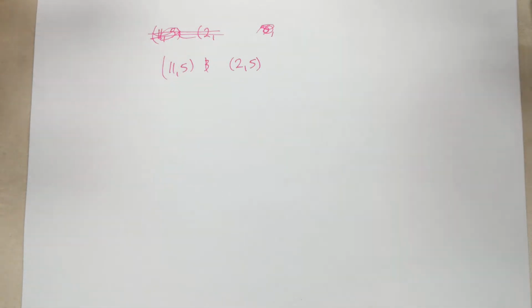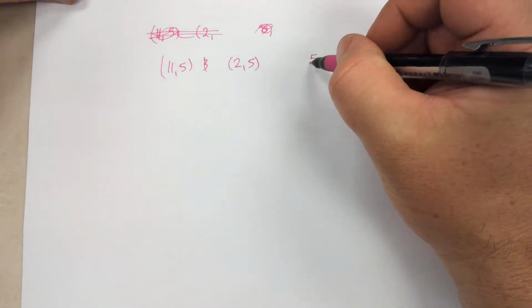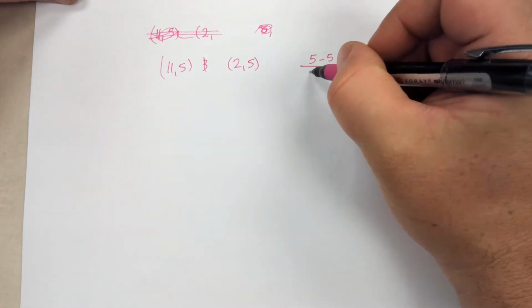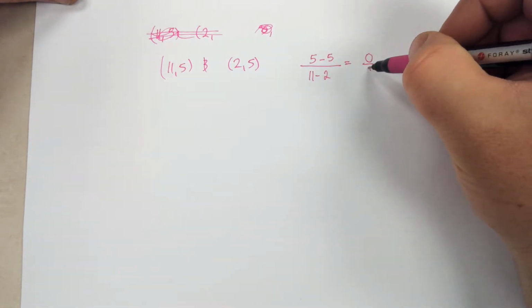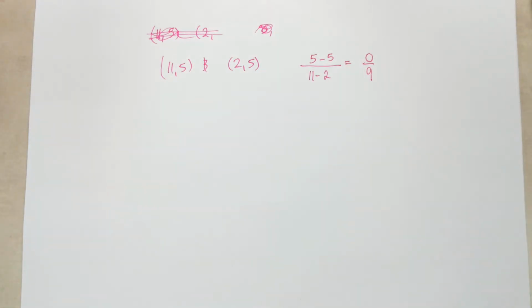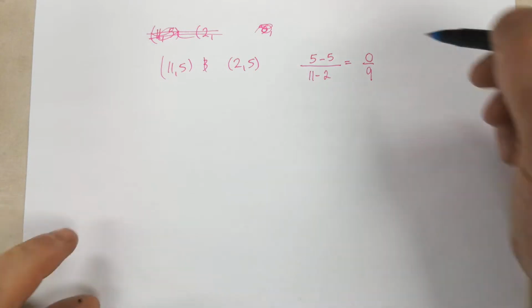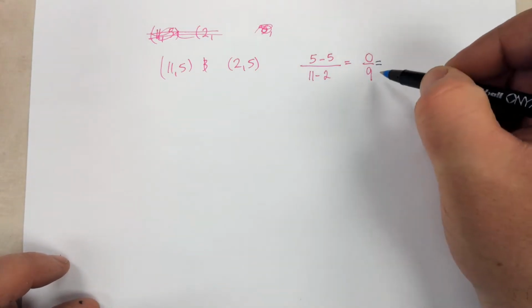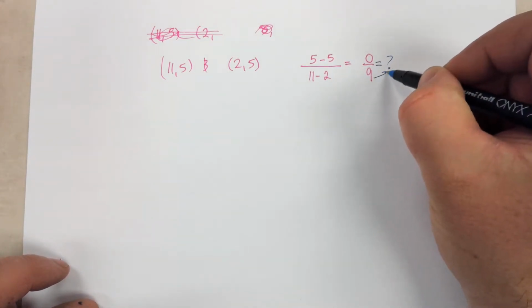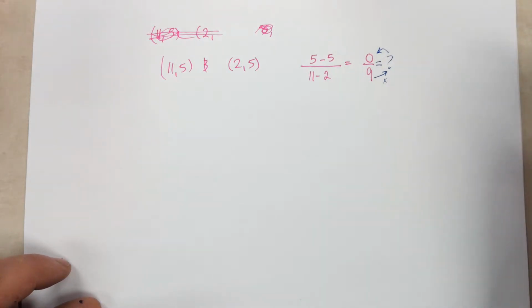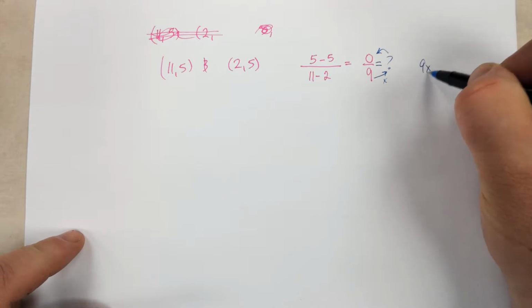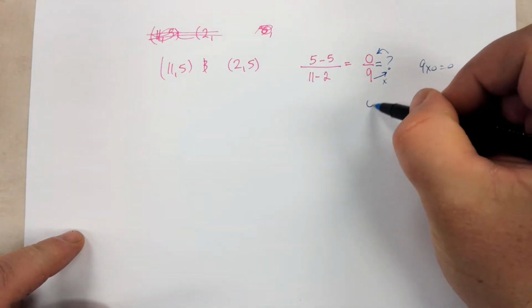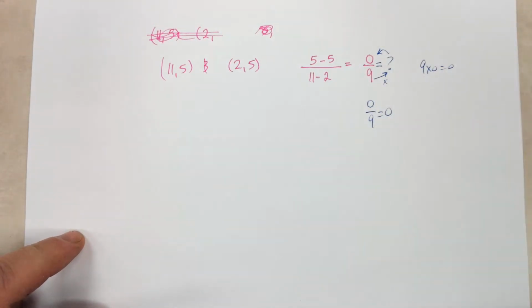So if we were going to find the slope of this, it would be 5 minus 5 on the top and 11 minus 2 on the bottom. Here it's 0 over 9. And what this is saying is, hey, 9 times what number equals 0? Well, doesn't 9 times 0 equal 0? 9 times 0 is 0. So this 0 over 9 equals 0.